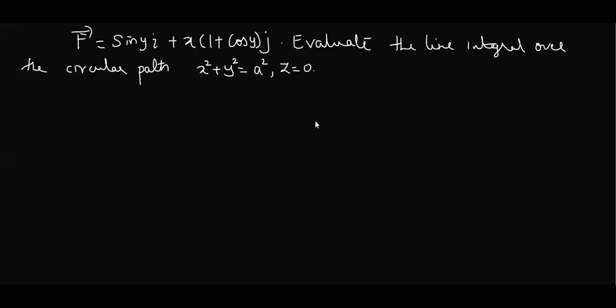So just see here, we have x square plus y square equal to a square. What are the parametric equations? X equal to a cos theta. Again the same: x equal to a cos t, y equal to a sin t, and z equal to 0. So in the beginning, we are not going to convert in terms of t.